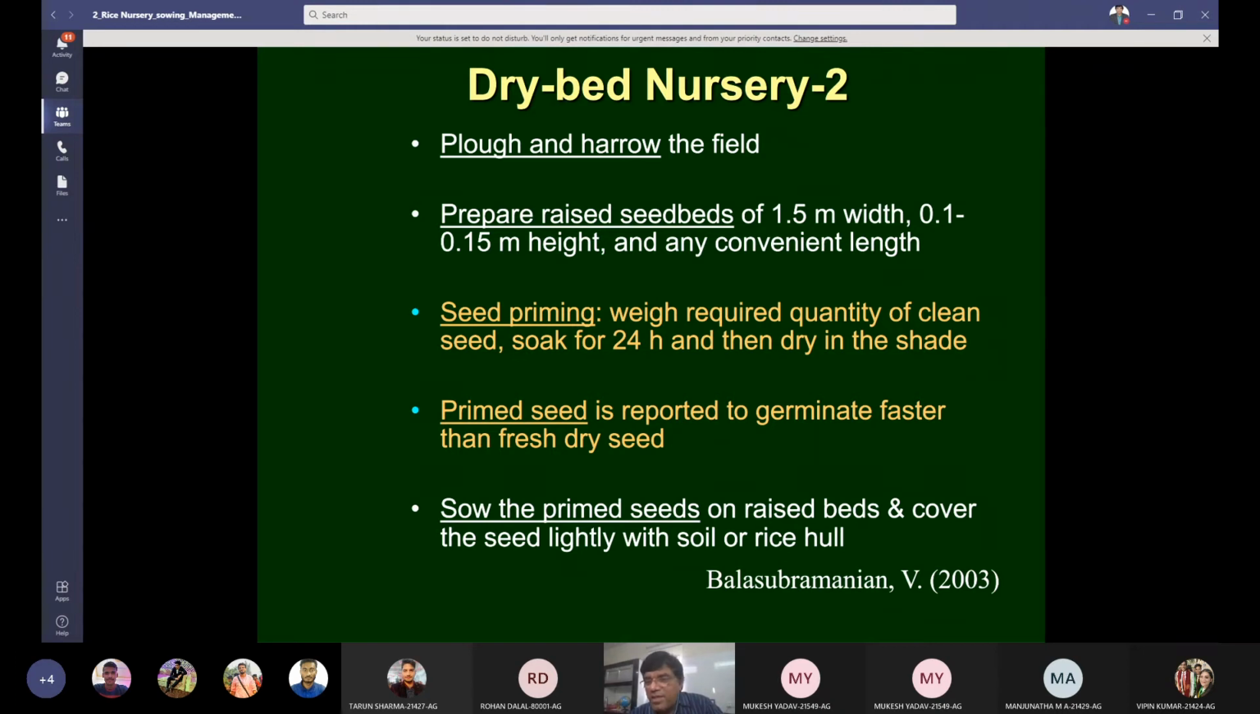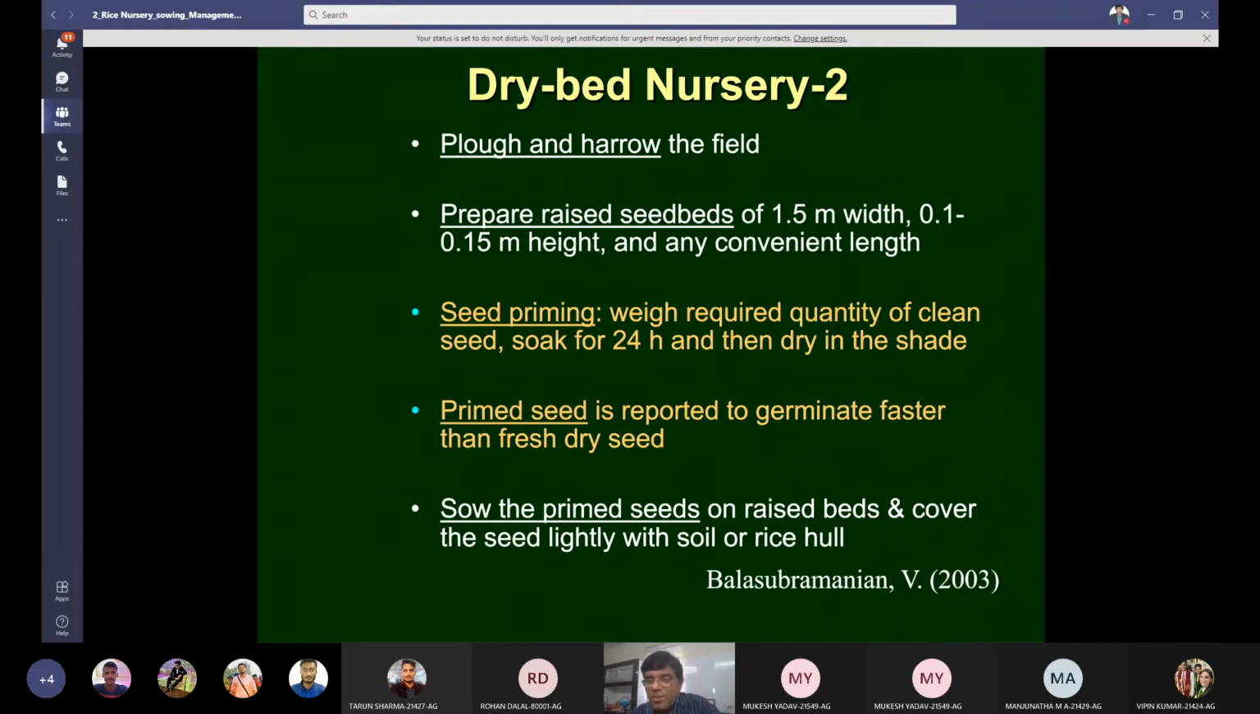This is nursery area preparation, preparation of land for the nursery area. Plow and harrow the field, and prepare raised seed beds. Here also you need to prepare raised seed beds of 1.5 meter width and 10 to 15 centimeter height and any convenient length. Length can be 5 meter, 10 meter, 8 meter, any convenient length. Seed priming is required here.